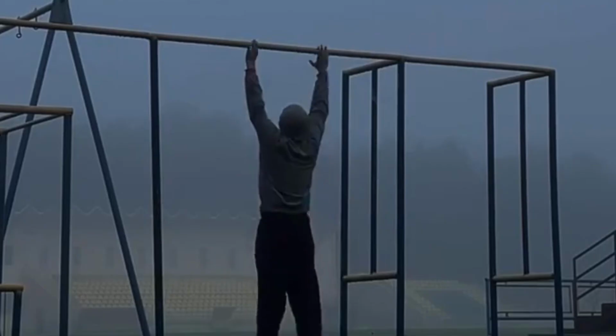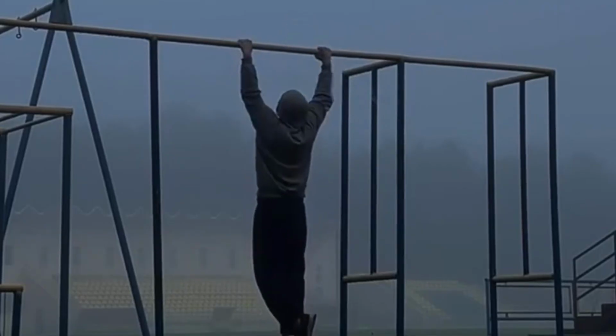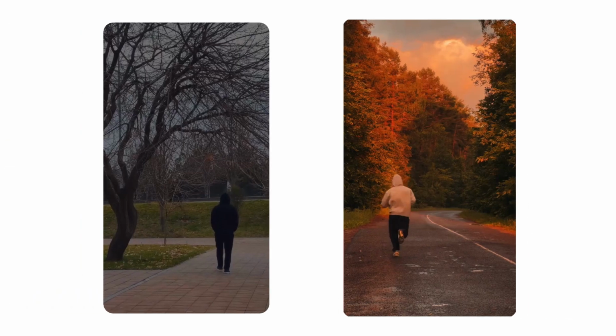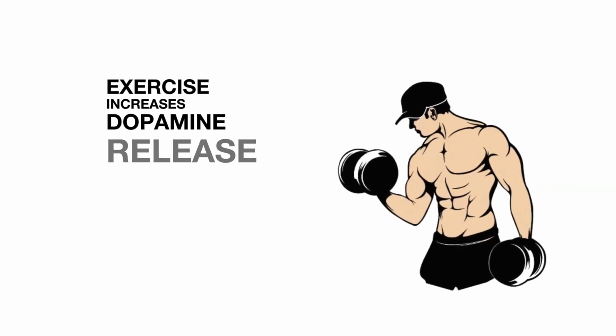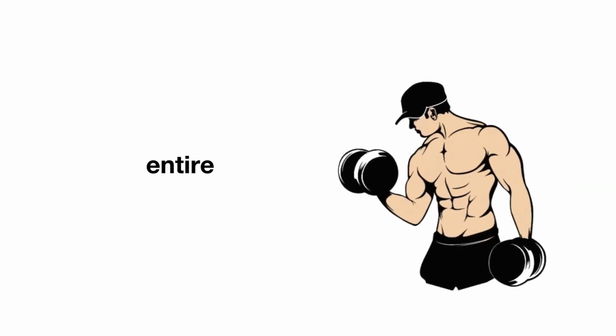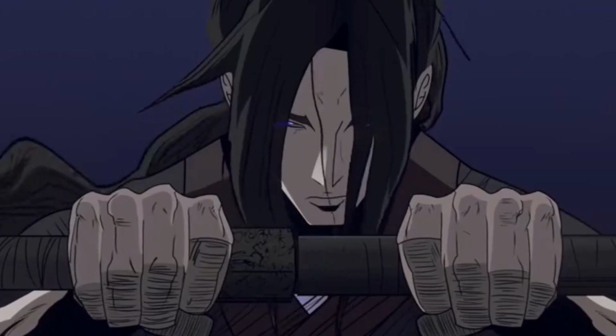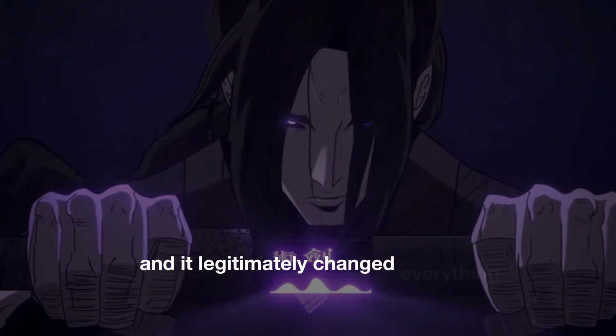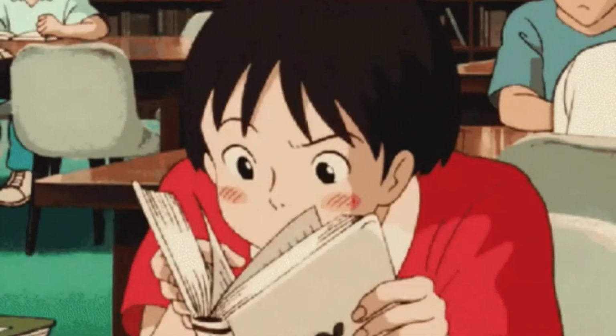Also add 10 to 15 minutes of exercise before your main study session. A walk, light jog, whatever. Exercise increases dopamine release by 30 to 40% throughout your entire reward center, and the effect lasts for hours. I started doing this, and it legitimately changed everything. Suddenly, studying didn't feel like dragging myself through mud anymore.